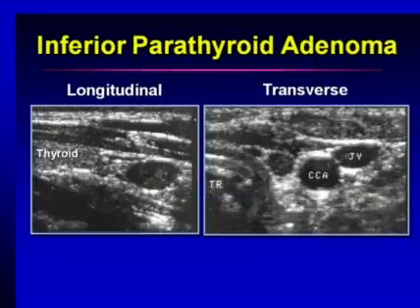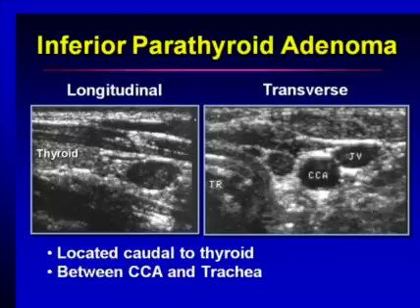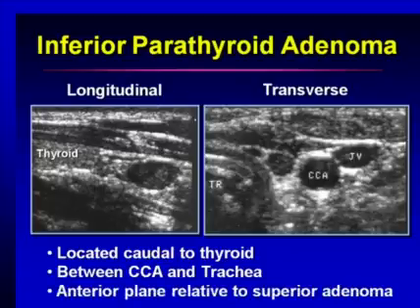The typical inferior parathyroid gland on the longitudinal view is located just caudal to the thyroid itself, and on the transverse view, because we're caudal to the thyroid, it's located between the trachea and the common carotid artery. And it tends to be somewhat in a plane more anteriorly than the superior adenomas, which lie in a slightly more posterior plane.